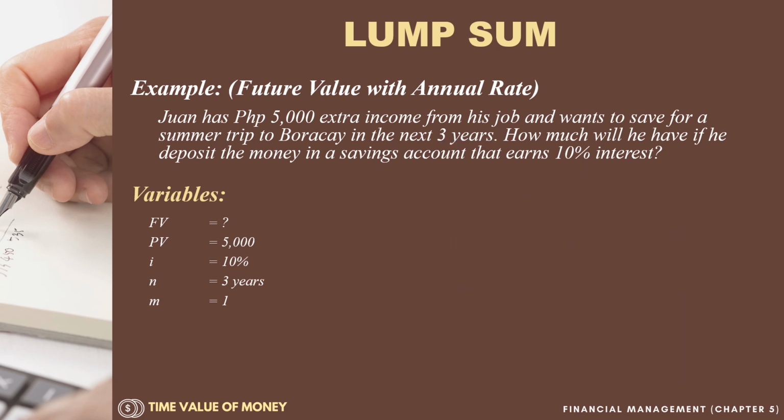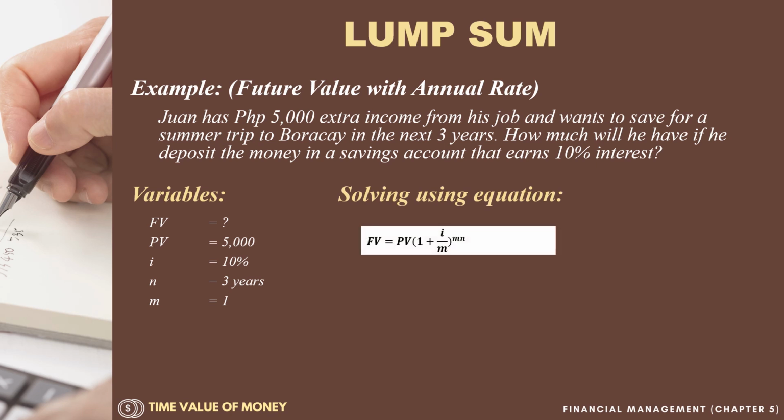Now let's solve this problem using the equation. The equation again for the future value lump sum is FV is equal to PV multiplied by (1 plus I over M) to the power of M times N. Now let us replace these variables with the numbers.